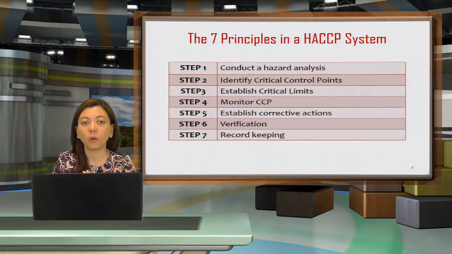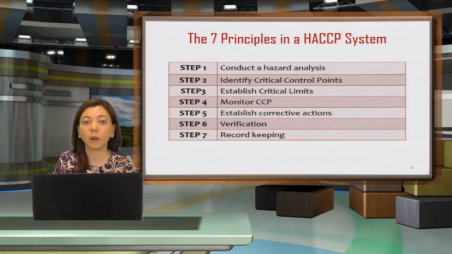Step 4 is actually monitoring the CCP. You want to see how effective the critical limits are. By monitoring CCP, for instance, you can have your storage temperature taken twice a day. For example, your chiller temperature, you can take a reading during the morning and also during the evening. So you look at the temperature, whether it fluctuates or not.